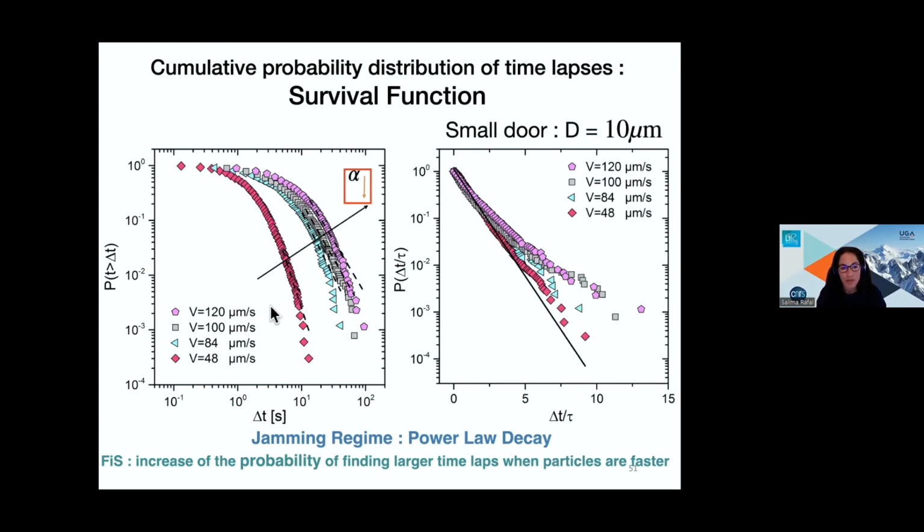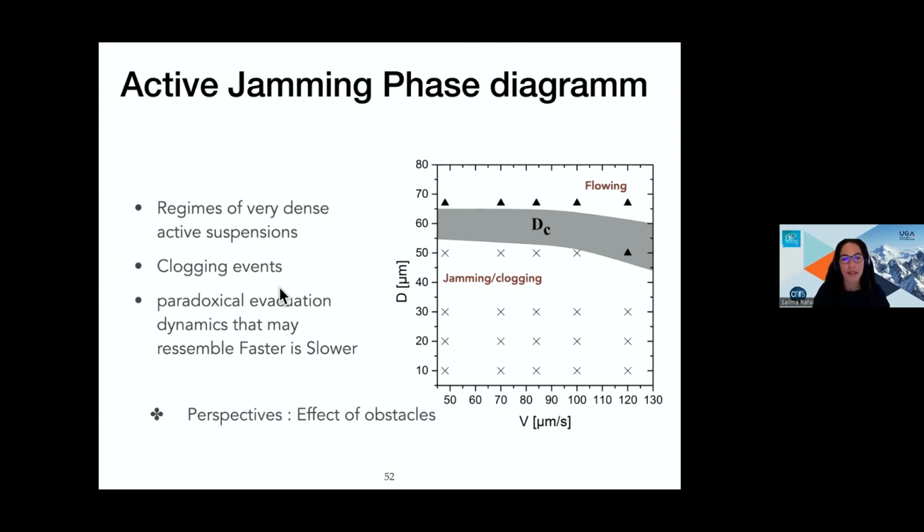And what is shown here as a function of the velocity might resemble a faster-is-slower effect, in the sense that there's an increase of the probability of finding larger time lapses when particles are faster. So this is paradoxical.